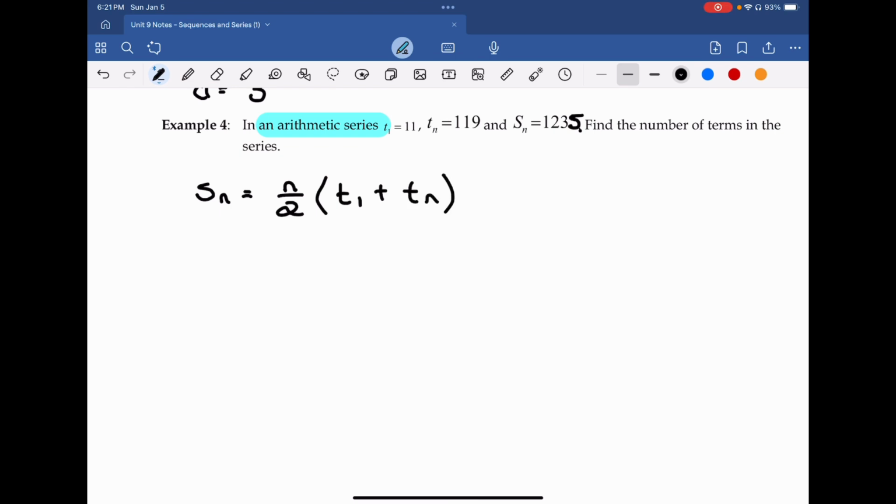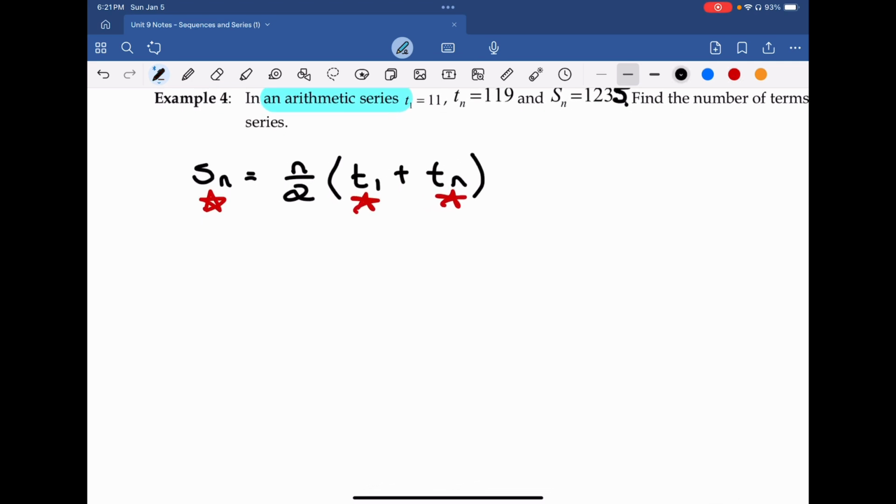Well, fortunately for us, we are trying to solve for n, and they gave us Sn, they gave us the Tn, and they also gave us T1. So the only thing we're missing in this situation is the n value, and that's exactly what we're looking for, how many terms are in this given series. So let's start plugging in the info. This is going to be 1235, which is equal to n, which we don't know, divided by 2, times T1, which is 11, plus the 19.